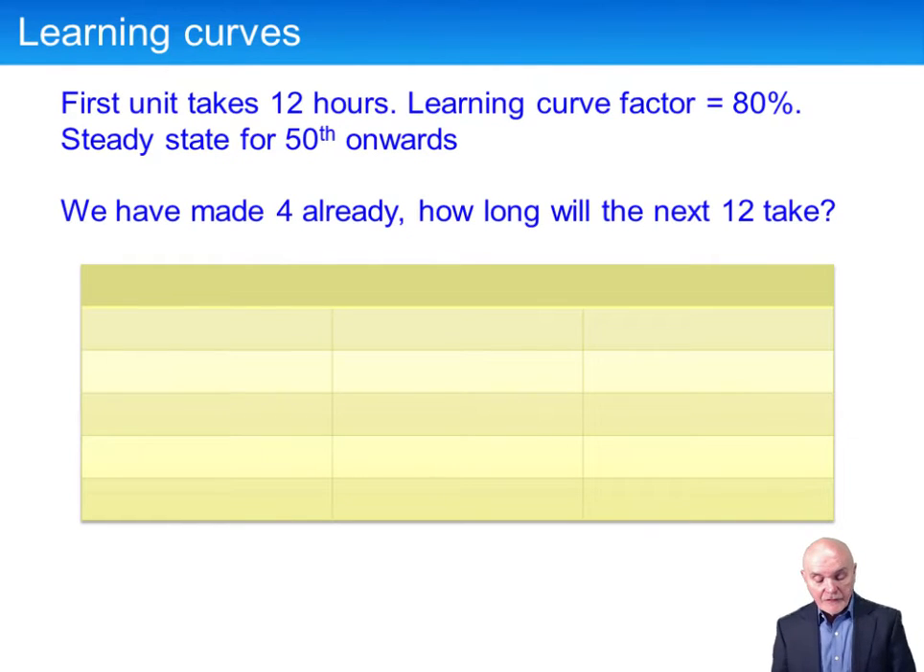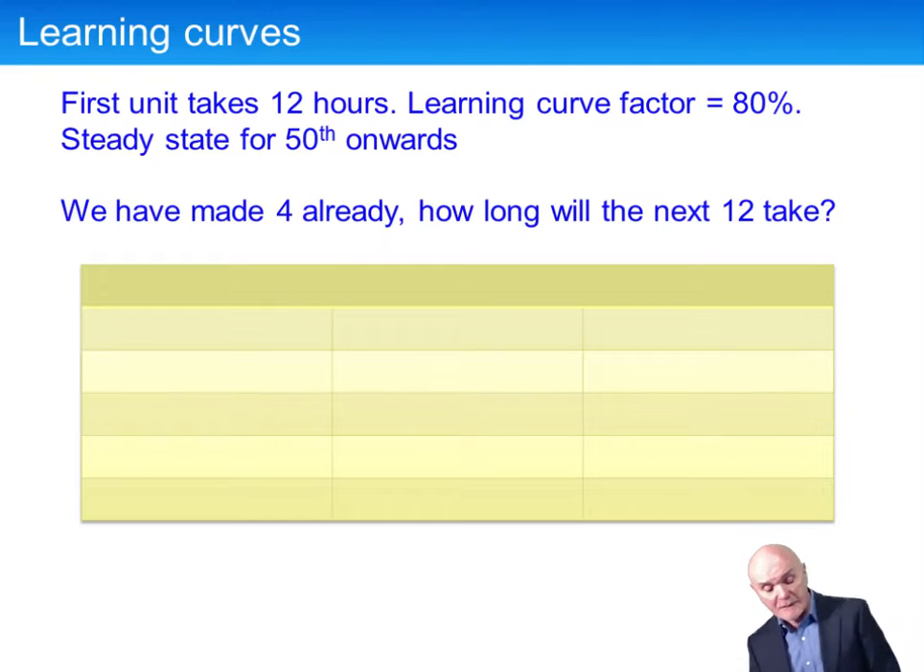And here we have the data. The first unit took 12 hours. The learning curve effect is 80%. There's going to be a steady state from the 50th onwards. We'll look at that in a moment. But first of all, we have already made 4. How long is it going to take to make another 12?